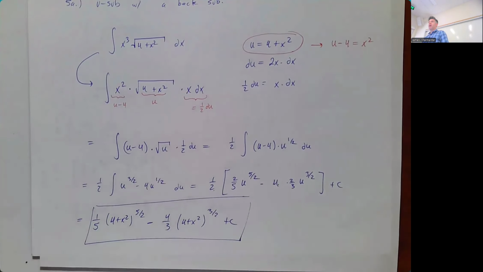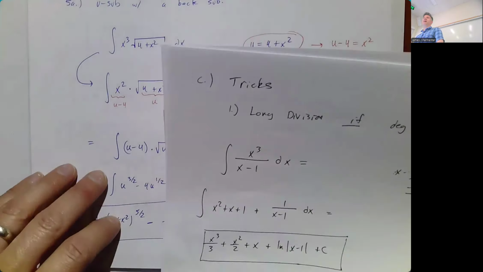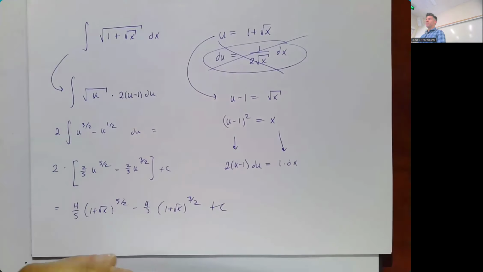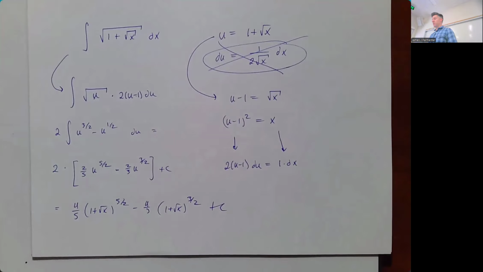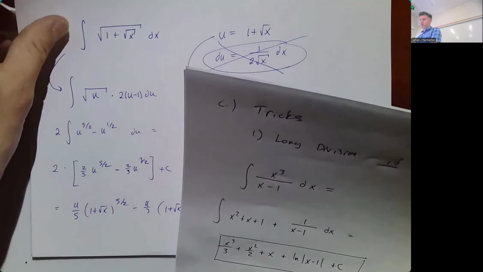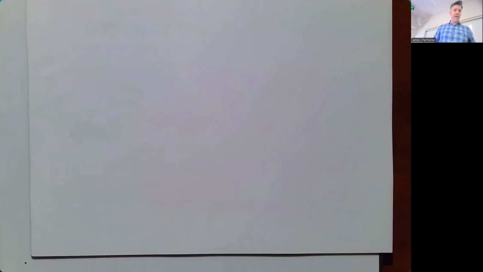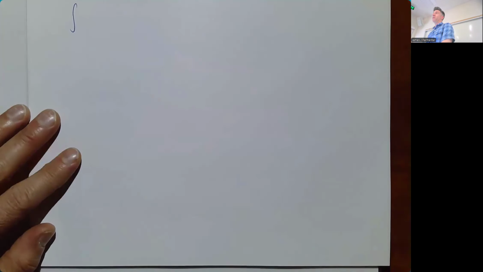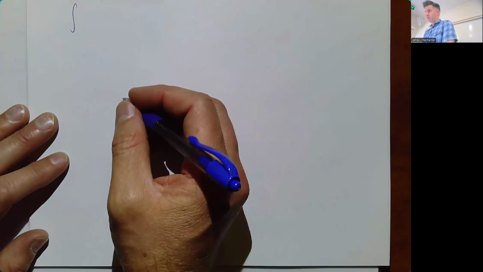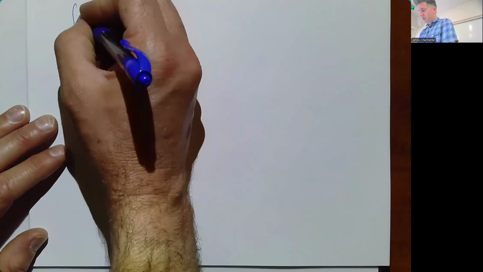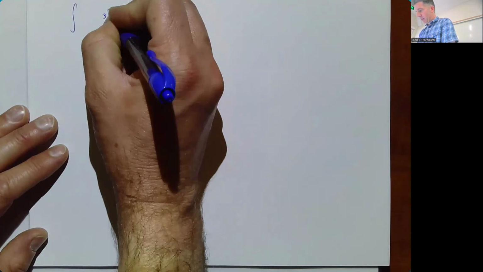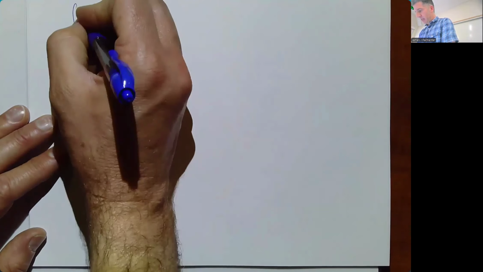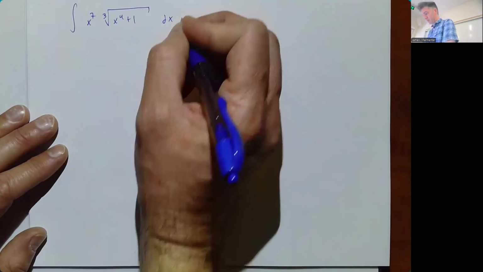if you can make a choice for u that's a power of x, and double that power minus 1 is also showing up, then that's a plausible choice. Let me show you what I mean, just to give you one more example. So let's say we had something like the integral of the cube root of x to the 4th plus 1 times x to the 7th dx.